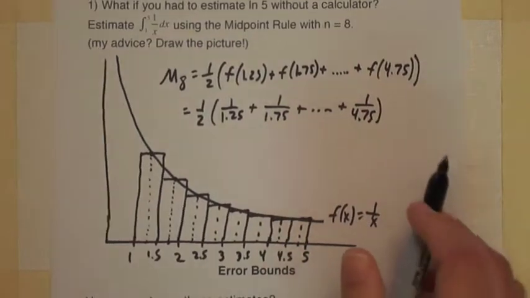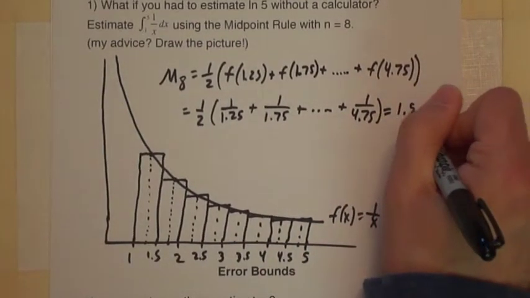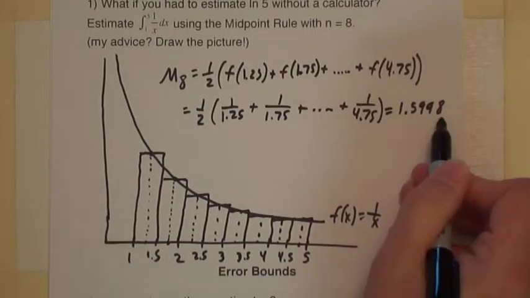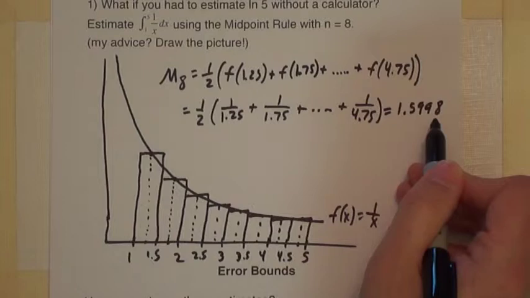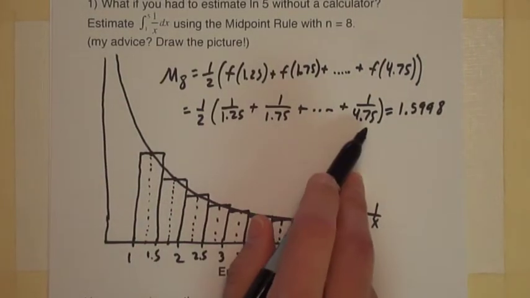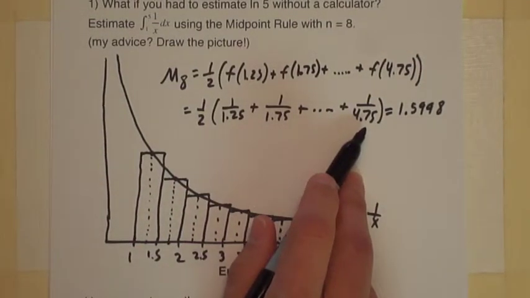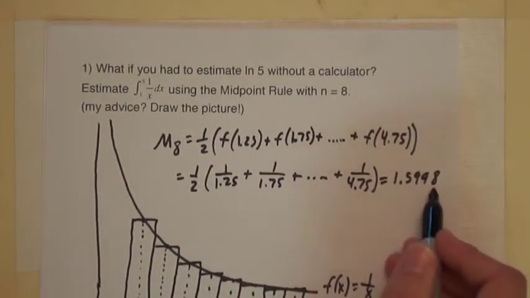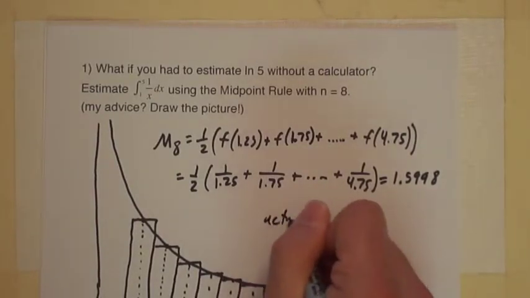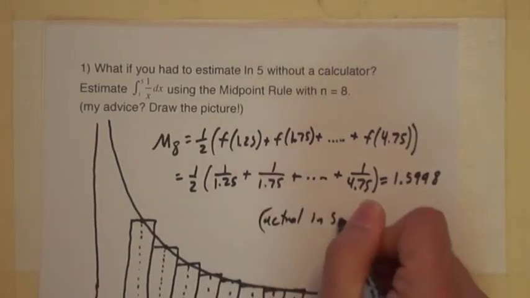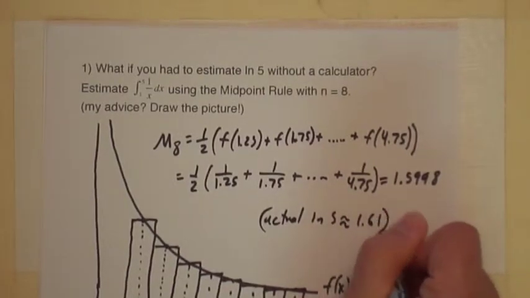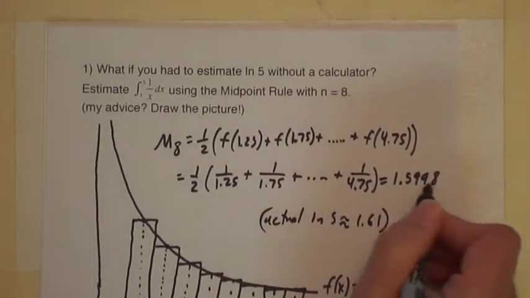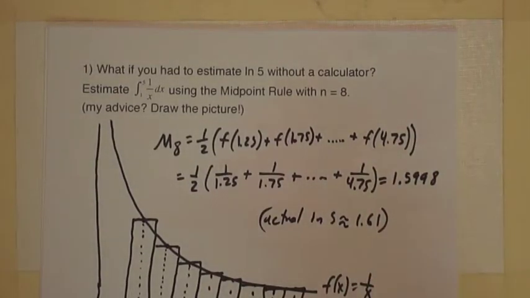Now, if you type this into a calculator, which I did 5 minutes ago on my own, I get this, 1.5998. And you could do this on some cheap calculator that you got for free. You don't need a fancy calculator with a natural log button. And you've gotten a pretty good estimate of the natural log of 5. So the actual natural log of 5, by the way, is about 1.61. And we've got 1.60, basically. So we're about 100th away from the actual value. Not bad.